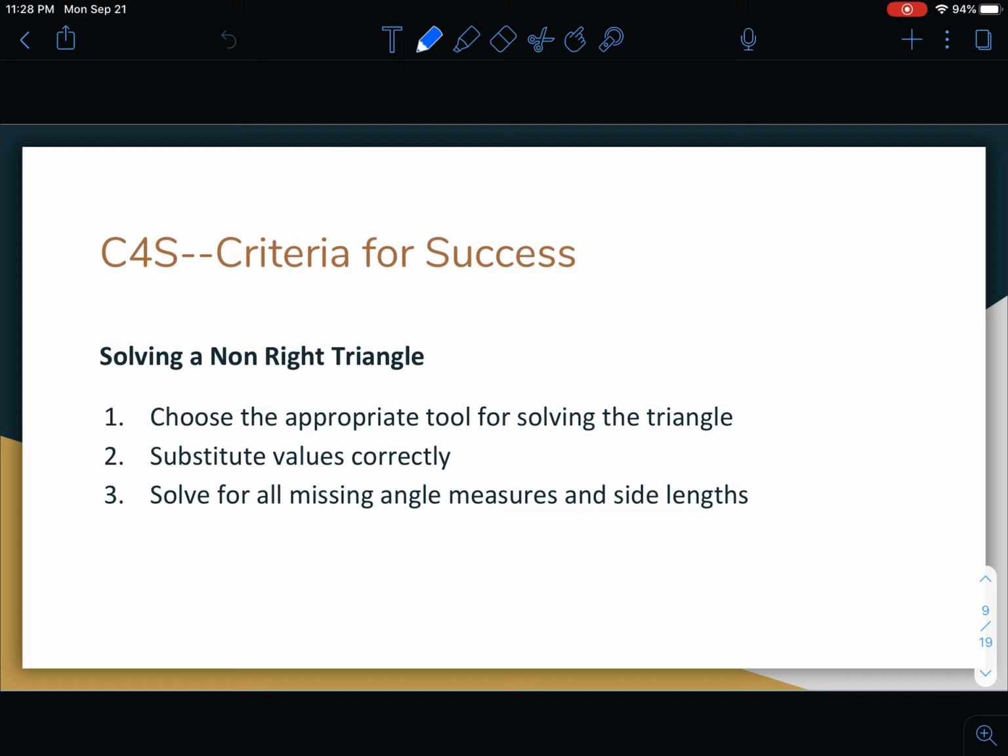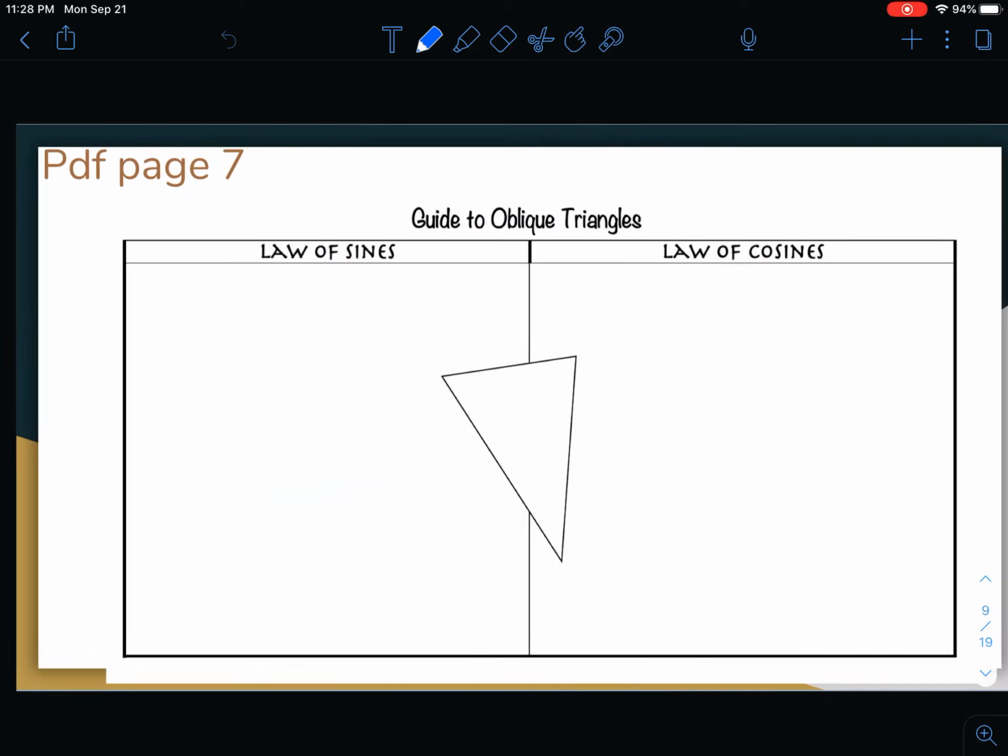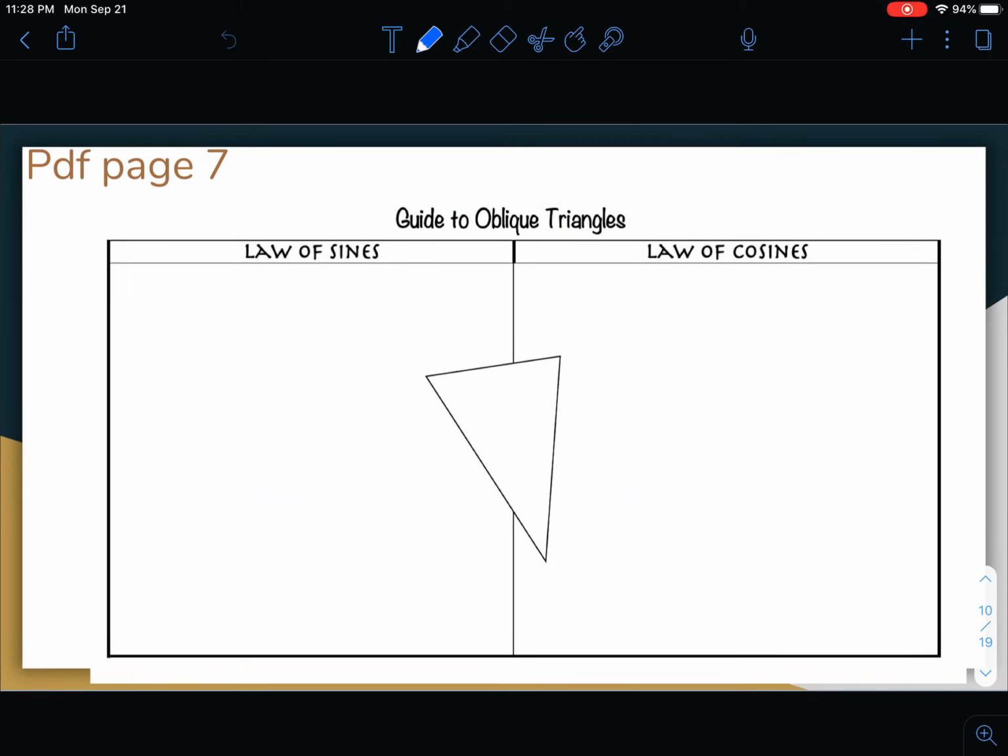The criteria for success when we're solving a non-right triangle is we're going to choose the appropriate tool for solving the triangle. We're going to substitute values correctly, and then we're going to solve for all missing angle measures and side lengths. So this is in your PDF on page.